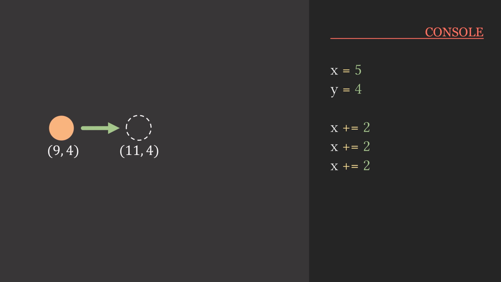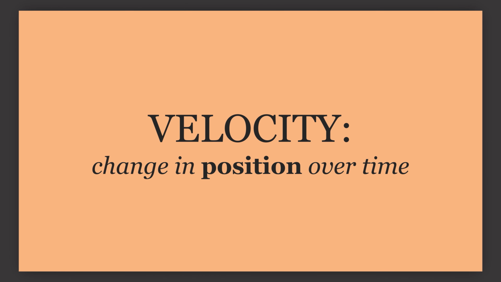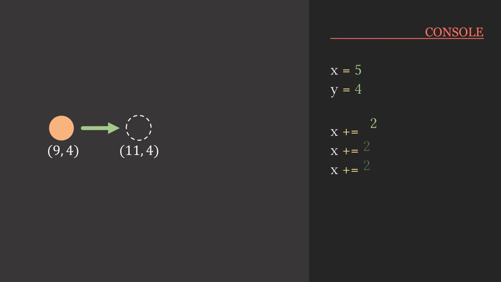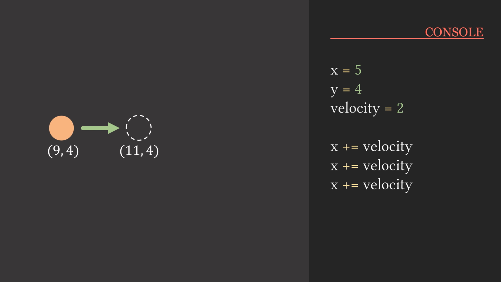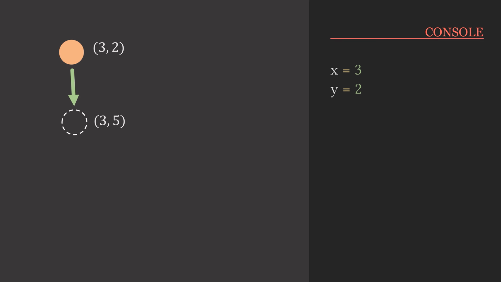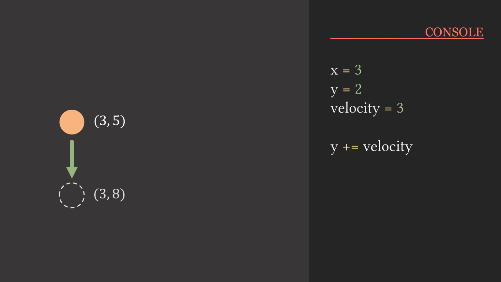And now let's say that we always wanted to move 2 units to the right. We would need something called velocity. Velocity is the change in position over time. And the velocity of this circle is 2 because we want the circle to move 2 units to the right. Now if we want the circle to move down by say 3 units, we can set the velocity to 3 and increase y by that velocity. I should mention that the origin of the coordinate system in this case is at the top left.